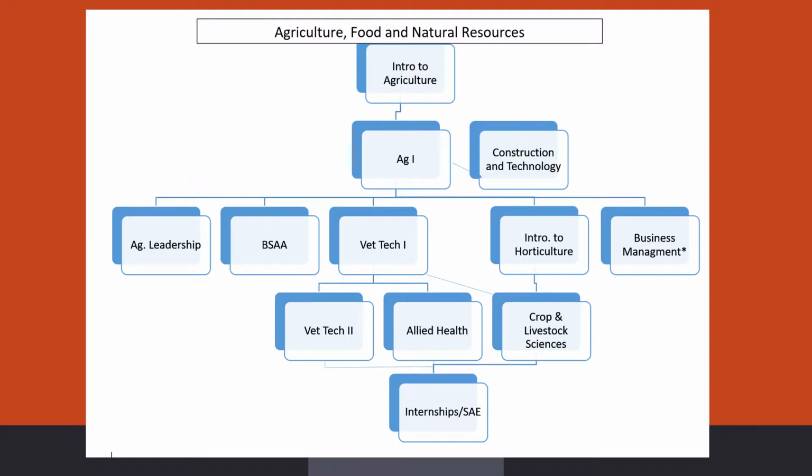Here's an example of a course sequence in a career pathway for agriculture, food, and natural resources. And you can see that intro to agriculture class, that would be an exploratory course at the 7th and 8th grade levels. And then when they get into high school, they would start on that Ag 1 or that construction and technology course in that 9th grade year or 10th grade year. And then you can see that the courses really open up, and the student can make a decision to go into vet tech or horticulture, or eventually to crop and livestock sciences.